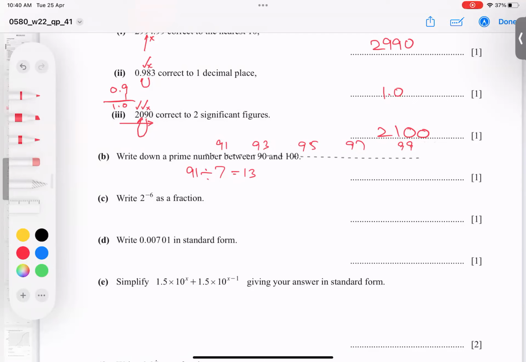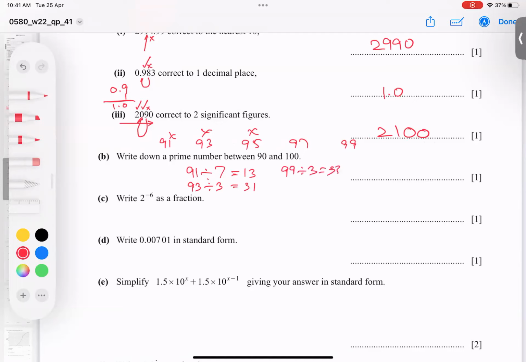You can see these numbers left behind. So from these numbers, I will check. 91, I checked. It is not a prime number because it is a composite number. 93 is divisible by 3, 31 comes, not a prime number. 95, those numbers ending with 5, not a prime number. 99 is divisible by 3 also. So 97 is our answer.